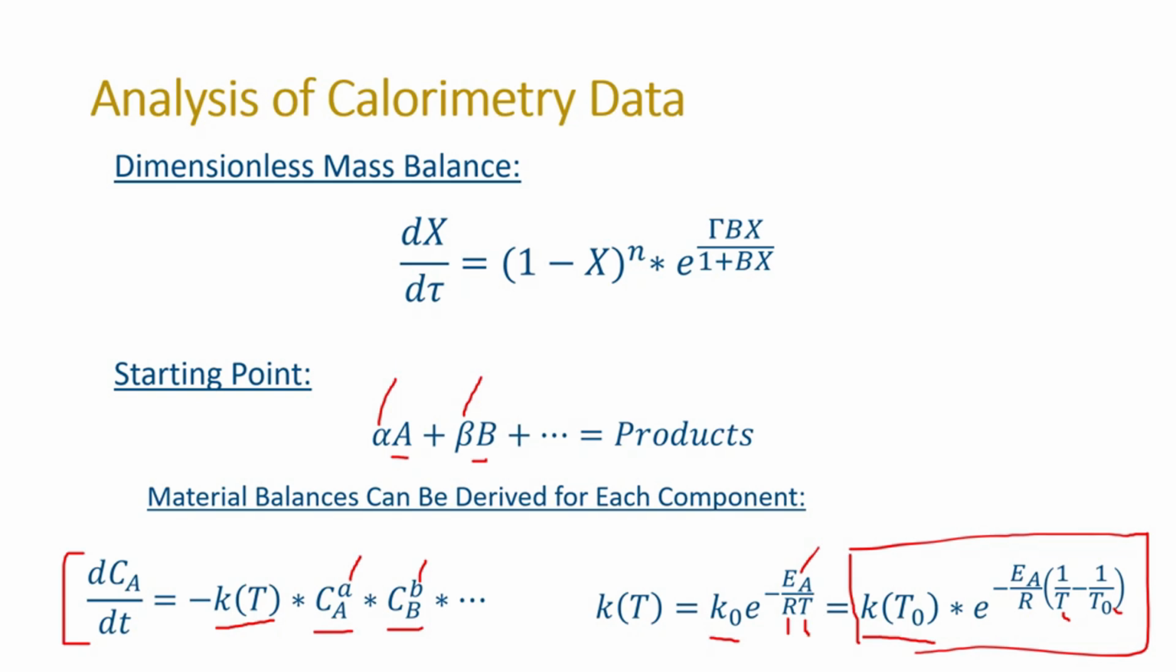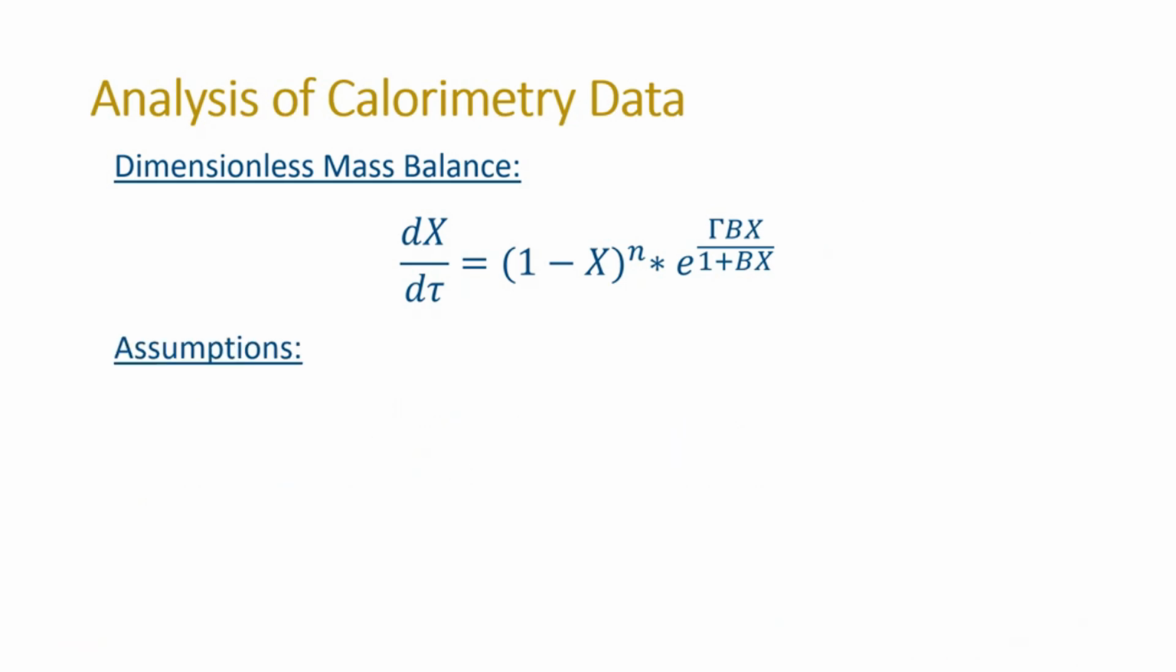So these are the building blocks that when put together, in dimensionalizing terms, we could arrive at, for our limiting reactant, this dimensionless version of the mass balance that we see here.